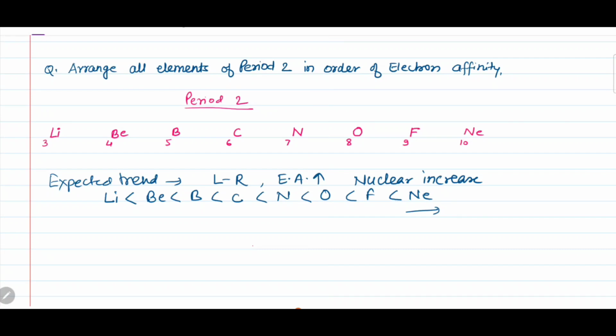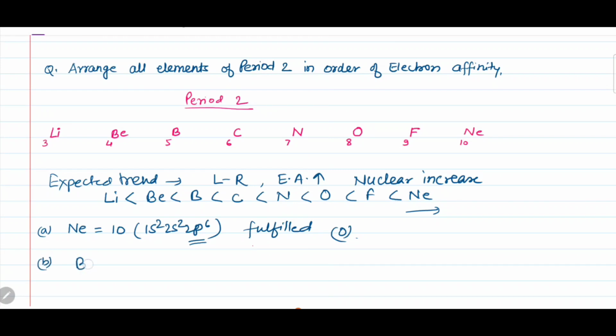But actually the case is not so easy here. As we know, neon is an inert gas having 10 electrons. So the electronic configuration is 2p6, and since the orbitals are fulfilled, there is no need to accept an electron. So electron affinity should be 0 or very less. So we should write neon at first.